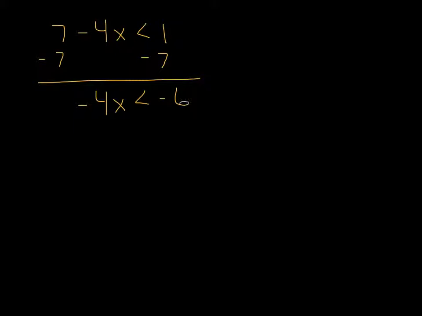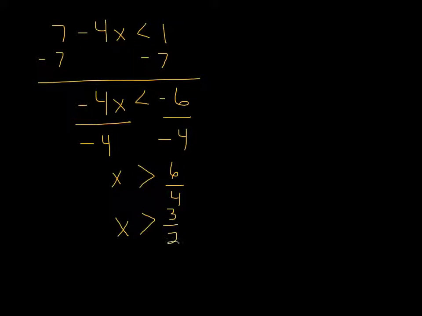7 minus 4x is less than 1. Okay, so we're going to bring the numbers over. So we got minus 7. Okay, we end up with negative 4x is less than negative 6. We divide by that negative 4. And what do you do when you divide by negative? That's right, we flip the sign. So x is greater than, that's going to be positive 6 over 4, which you should always reduce. So when you reduce it, you get x is greater than 3 over 2. Okay, next one. Let's keep on going here.